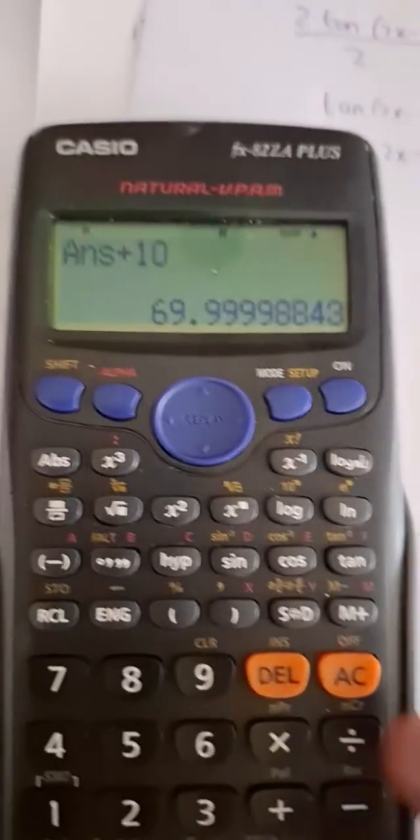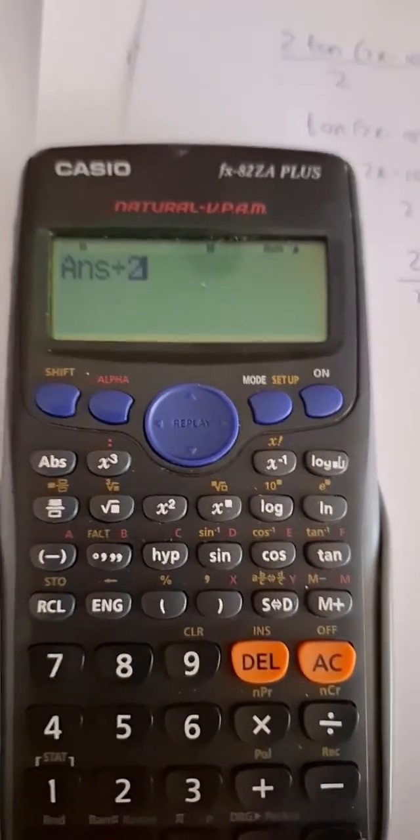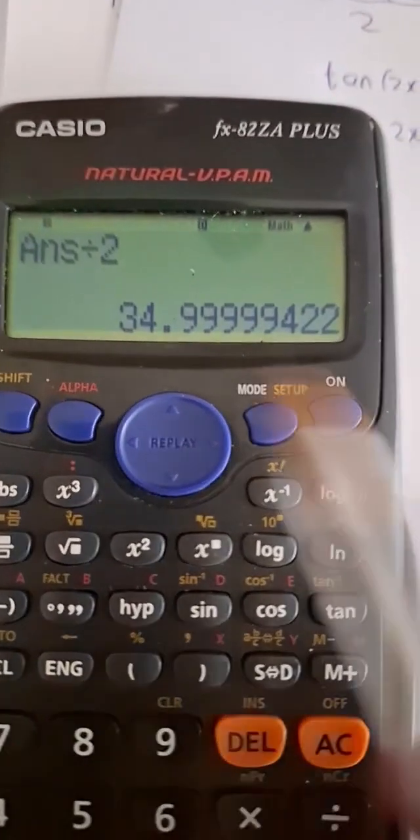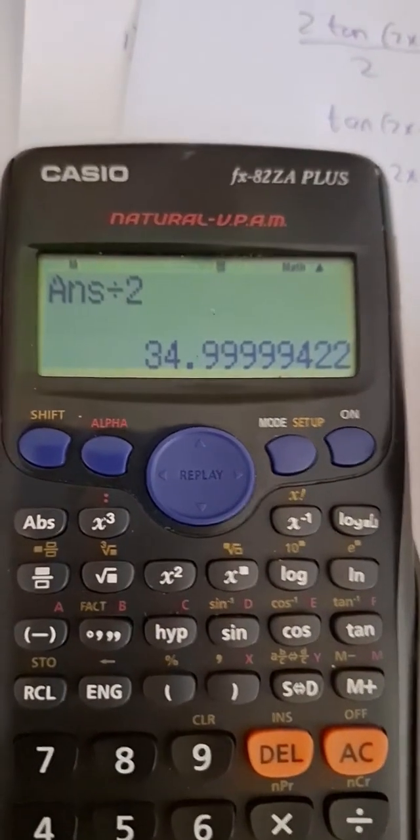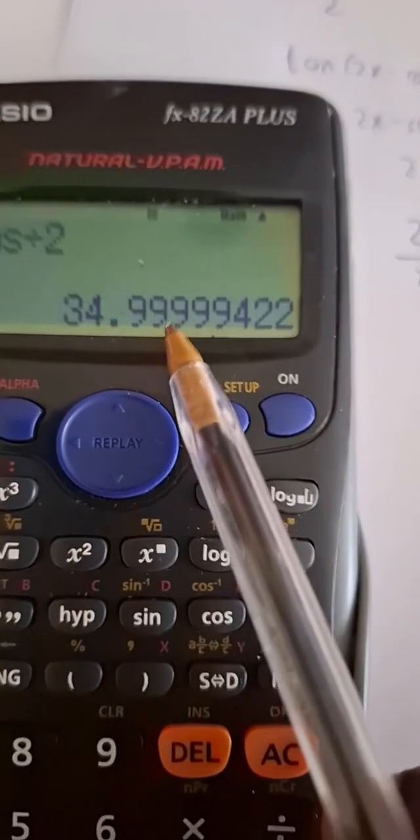Divide both sides by 2, which is very important. So there we go. Let's divide by 2. There's our answer, but we need to round it off to 3 decimal places.